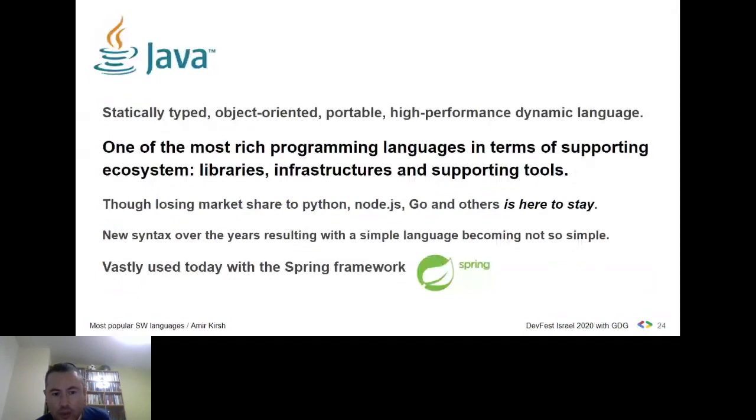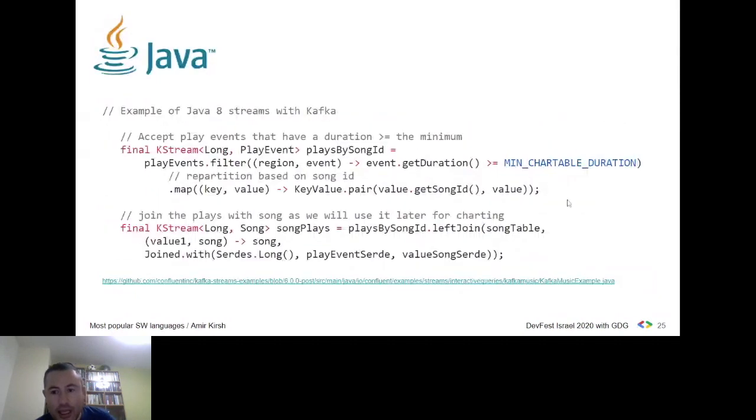It is vastly used today with Spring Framework, and these days it is also vastly used with streams, for example, in this code, Kafka with streams. And when we are working with Java and streams, our code becomes, in a way, more declarative. Declarative means that we say what we want and not how we want to do that. You can say in the chat which language is very well known to be a declarative language.